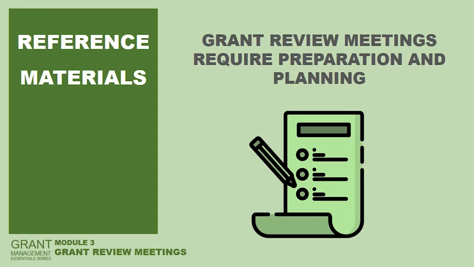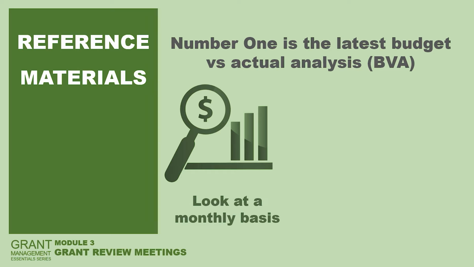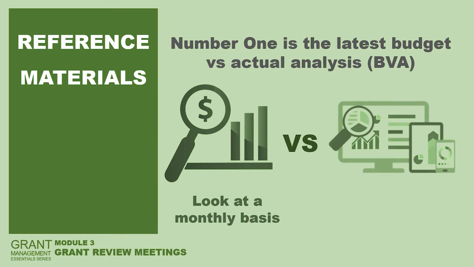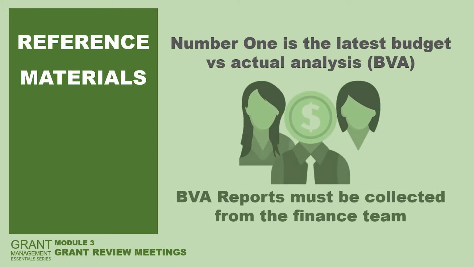Let's now look at the reference materials needed to conduct a grant review meeting. Grant review meetings require preparation and planning. Some reference materials will need to be collected before conducting a grant review meeting. Number 1 is the latest budget versus actual analysis, BVA. We need to look at the BVA on a monthly basis and understand it in order to provide commentary on any variance. The BVA reports must be collected from the finance team.